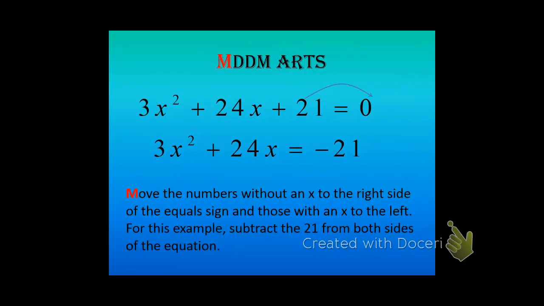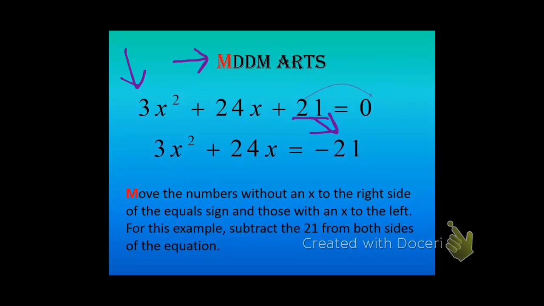Okay, here's the equation we are working with today. Note we got a 3 for a coefficient. First step, we talked about it, and I'll be highlighting each movement up here. We're going to move the numbers without an x to the right side. So that's that 21 that's here. So I'm moving it over here.